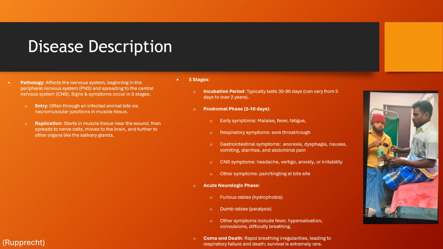Rabies primarily affects the nervous system, starting with the peripheral nervous system and spreading to the central nervous system. The virus often enters the body through the bite of an infected animal. It enters via neuromuscular junctions and muscle tissue near the site of the wound before spreading to nerve cells. It moves through the nerves towards the brain, where severe damage occurs. From the central nervous system, the virus spreads to other organs, such as the salivary glands.